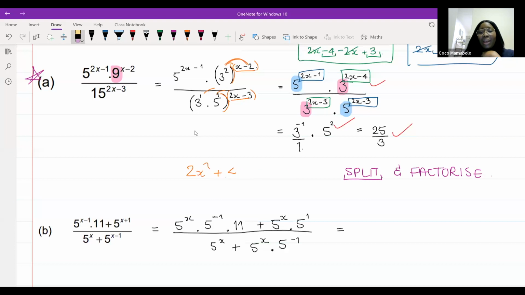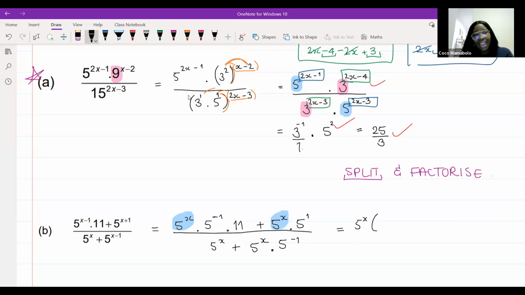Now, let's go back to this example. Between this term and that term, what do they both have in common? What is the highest factor between these two? On the top, what do they both have in common? Correct, 5 to the power of x. 5 to the power of x is here and 5 to the power of x is there. So we're going to take 5 to the power of x out as a common factor. I'm going to open brackets.